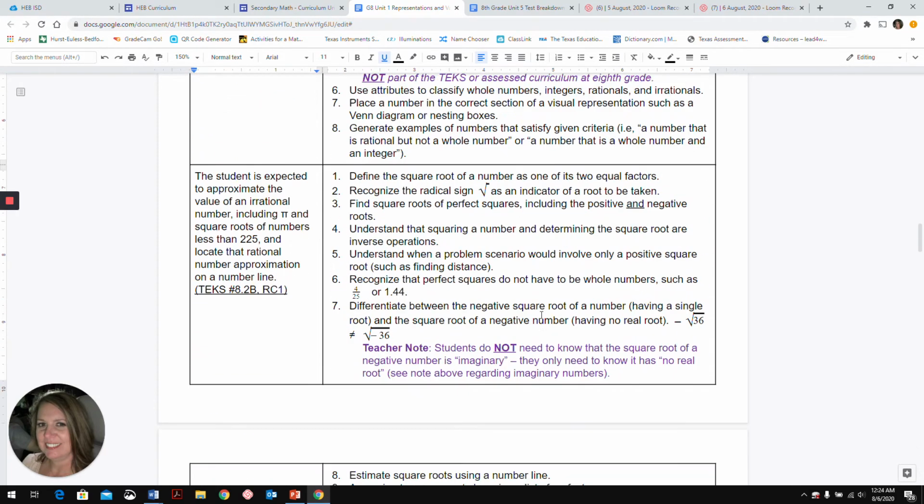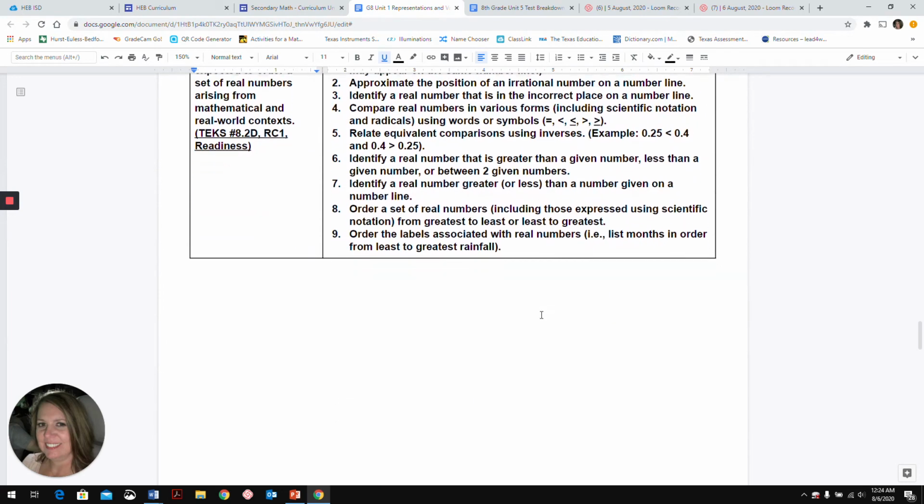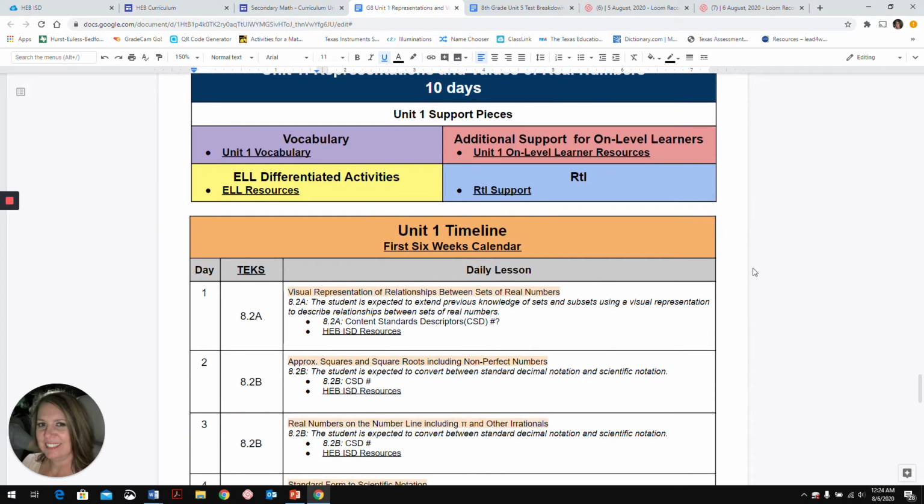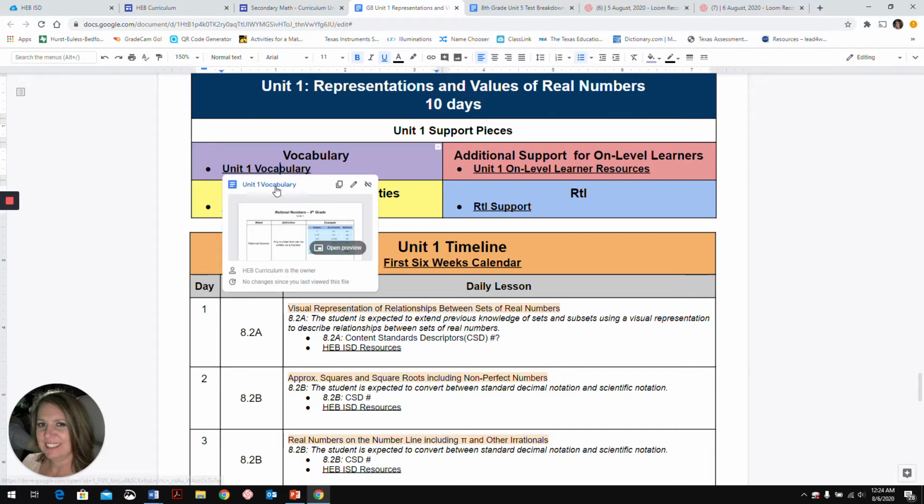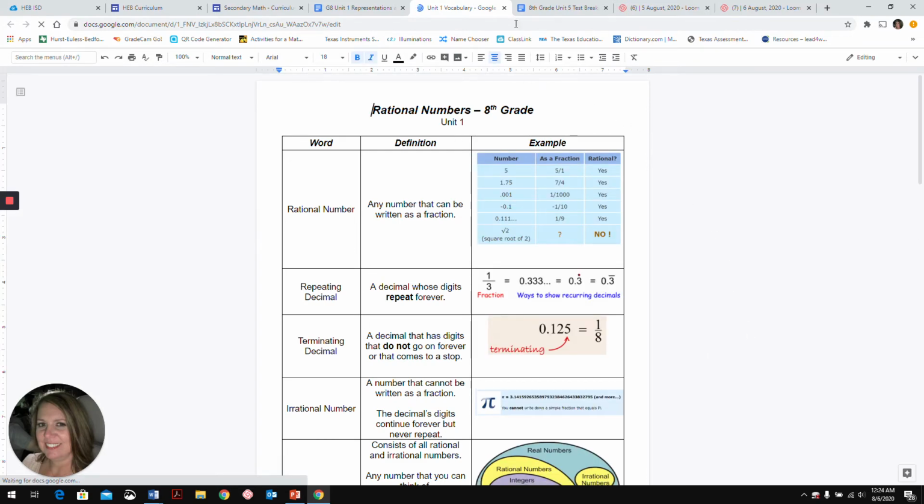All right, as we scroll down, we have all of the same stuff for all of the TEKS in the unit. Again, bold is readiness. Now, this is the first page that looks really different. All of the embedded stuff is now linked, like the vocabulary right here. This is our visual vocabulary you'll recognize, with the word, the definition, and the example. So that's all still right here for us.